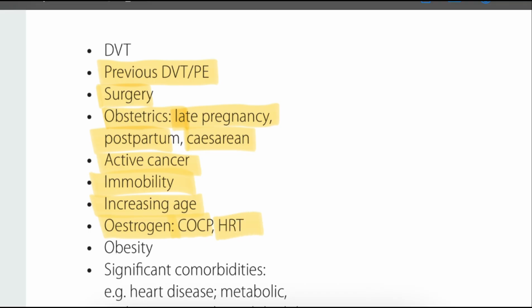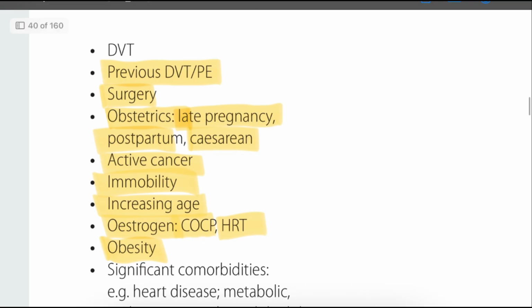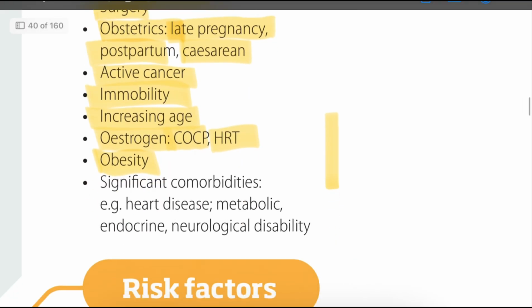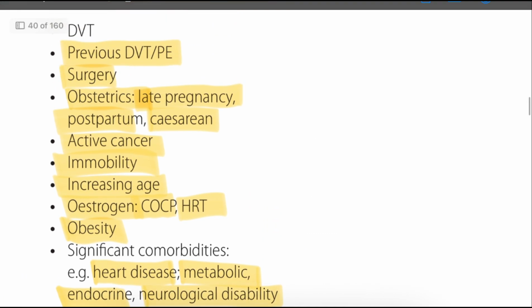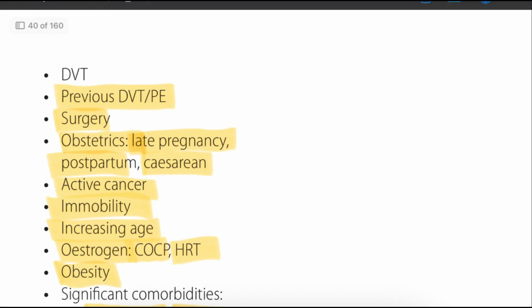Because of more estrogen, the blood will clot more easily. Also obesity, and some significant comorbidities like heart diseases, metabolic, endocrine, and neurological disability. So these are the risk factors of pulmonary embolism.